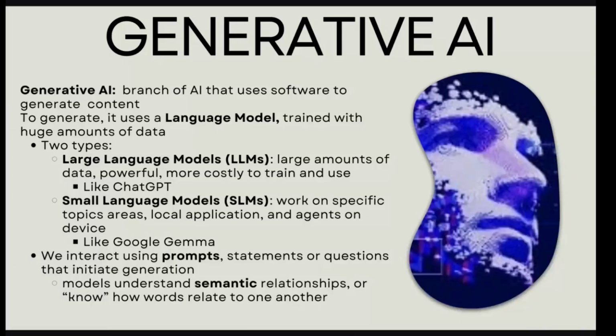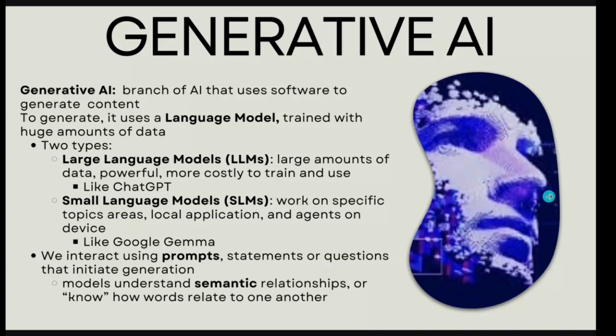And to generate this content, it uses a language model, which is trained with huge amounts of data. And there are two types. There are large language models, which use large amounts of data and are more costly to train and use. An example of this is ChatGPT. And then there are small language models. They work on specific topic areas, local applications, and agents on device, like Google Gemma, which you really don't interact with. It just kind of controls the systems on your device.